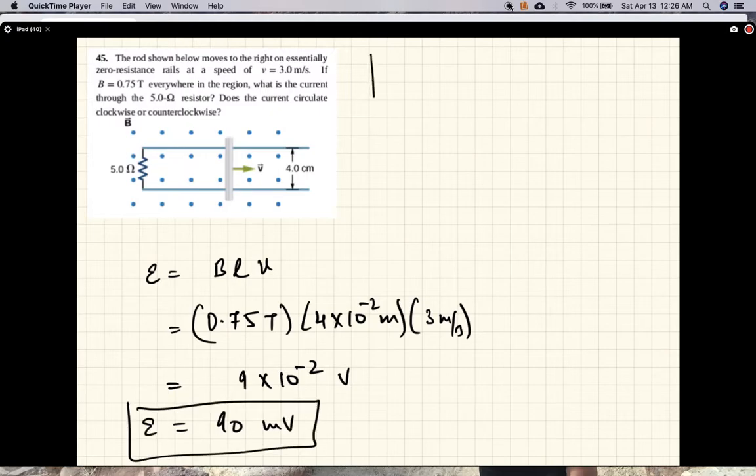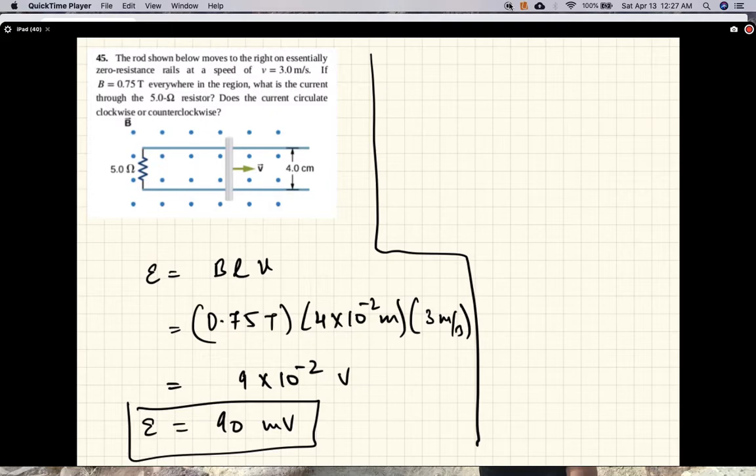Now Lenz's law tells us the direction of the current. So let's see, as this thing moves to the right, the flux through this coil is increasing, since the B is coming out of the plane of the paper, and as it moves right, the flux is increasing in the direction coming out of the plane of the paper.